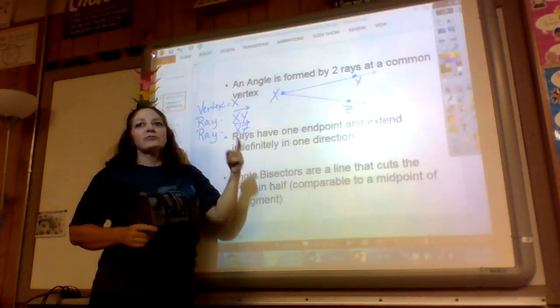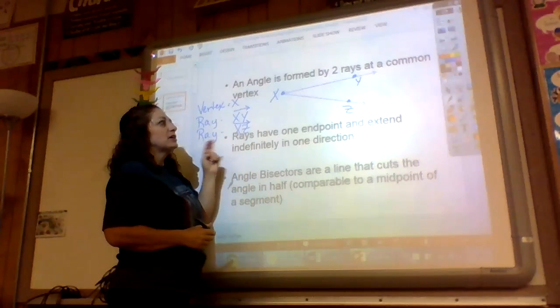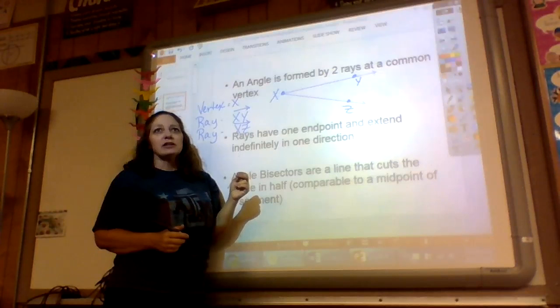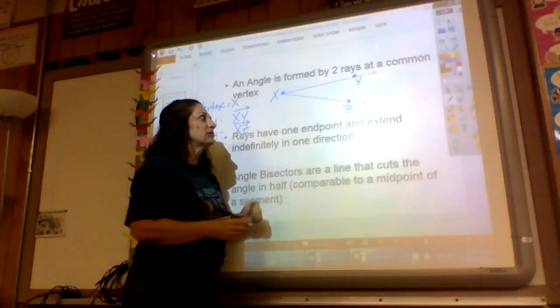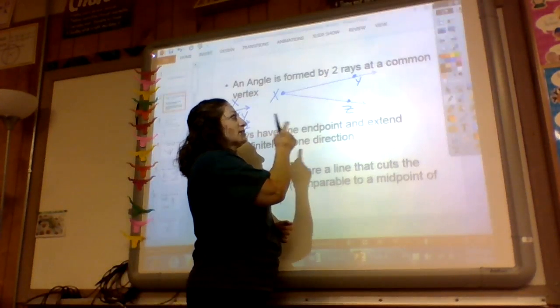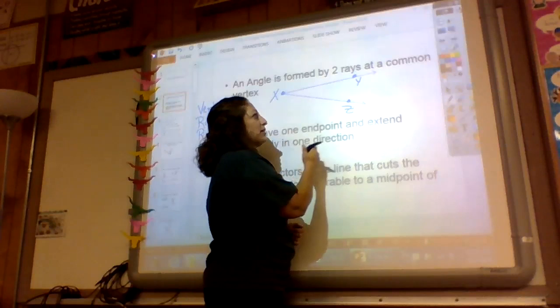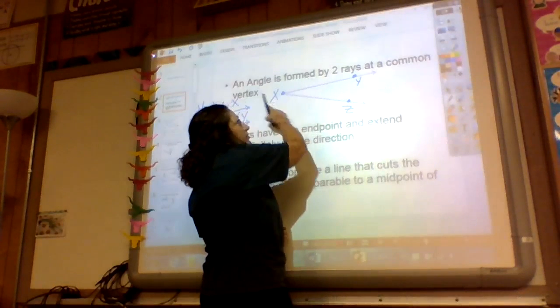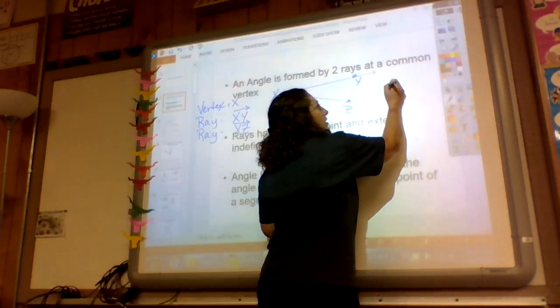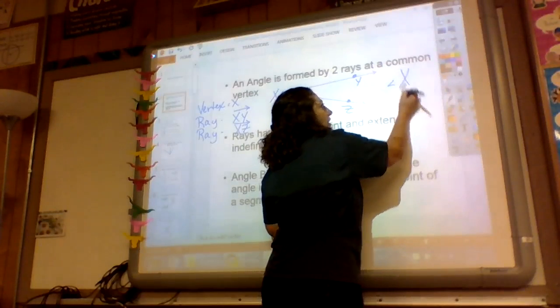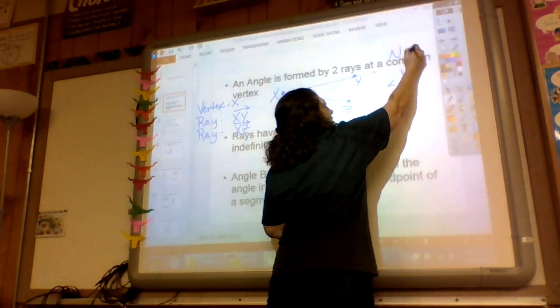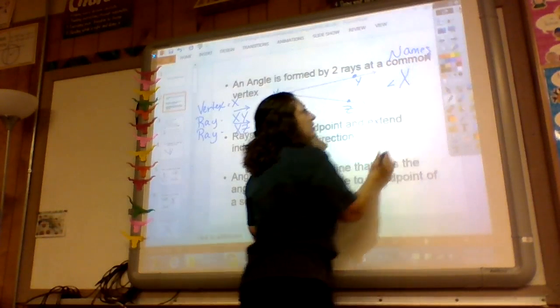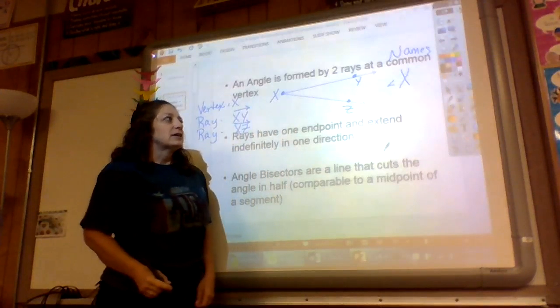Every angle will be made up of two rays and have a vertex point. Angles can be named in several different ways. Let me show you. If it's a single angle by itself, like we're looking at right now, you can name it by its vertex point, and you use the symbol of an angle in front of your X. Okay? So these are the names of our angles. Angle X.